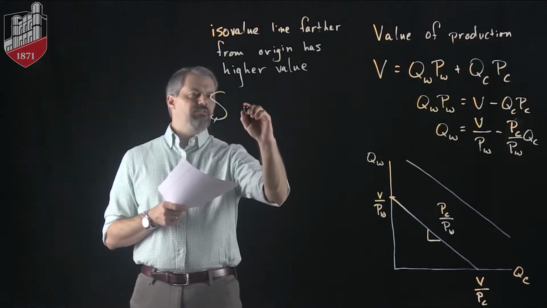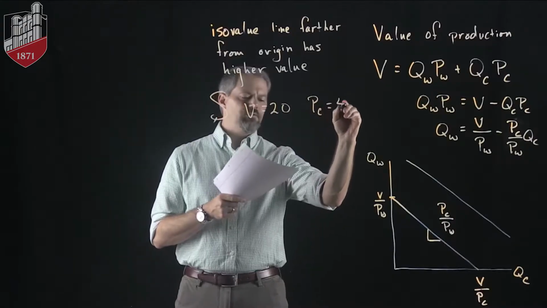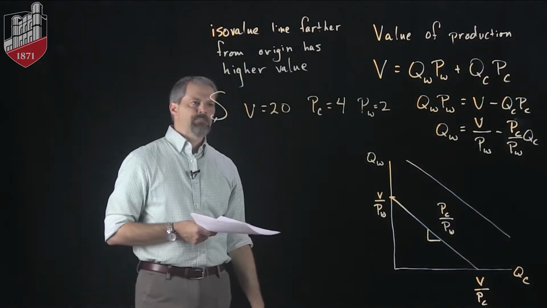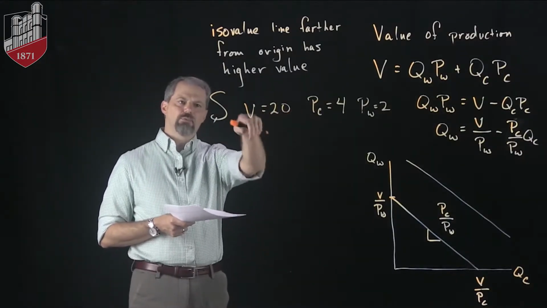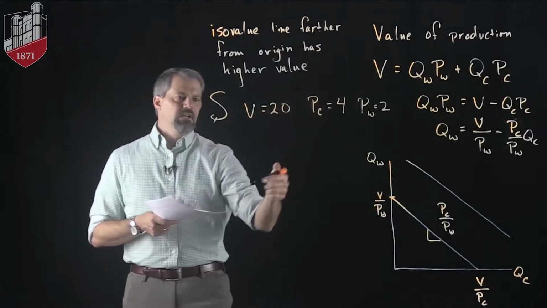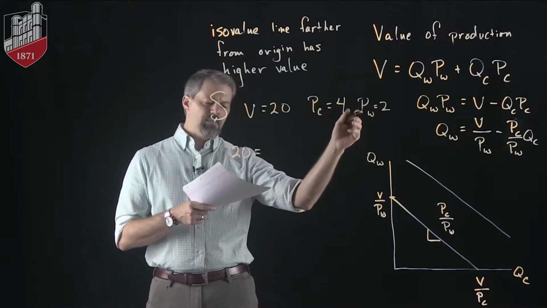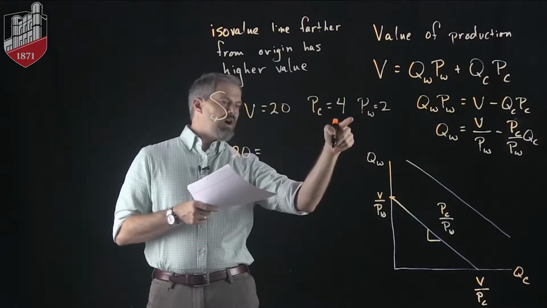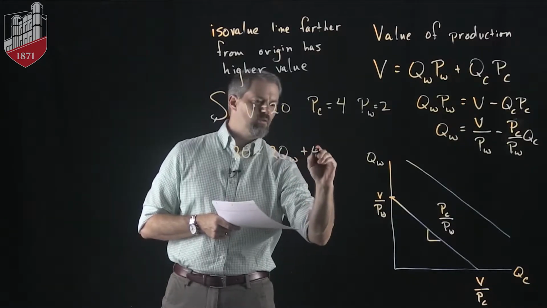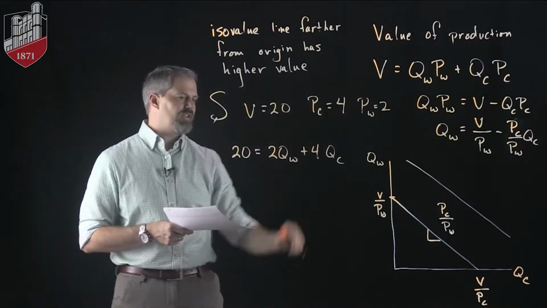So let's suppose that V is equal to 20. Let's suppose the price of cheese is equal to 4 and the price of wine is equal to 2. Okay? So we're just going to pick some prices and we're going to think about a value, and then put that into this function. So our value is equal to 20. That's equal to, let's do price of wine first, 2 times QW plus 4 times QC. So all I've done is plug these numbers into there.